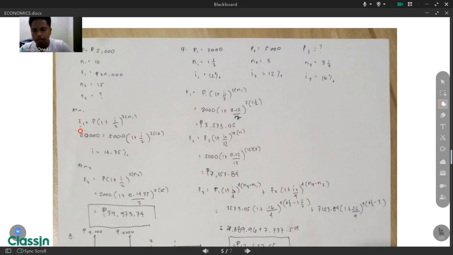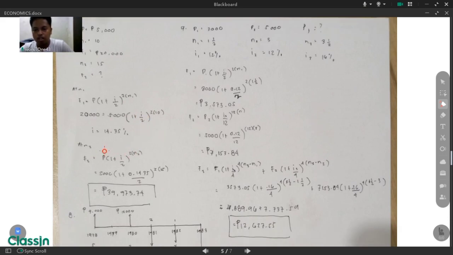So following the formula, F equals P times (1 plus I over 2) raised to 2 times N1, since the mode of compounding is 2, or semi-annually. So for N1, we have the 10. Substituting it all, 20,000 equals 5,000 times (1 plus I over 2) raised to 2 times 10. So just shift solve it, and it will produce an interest of 14.35%. So that would be our interest rate.